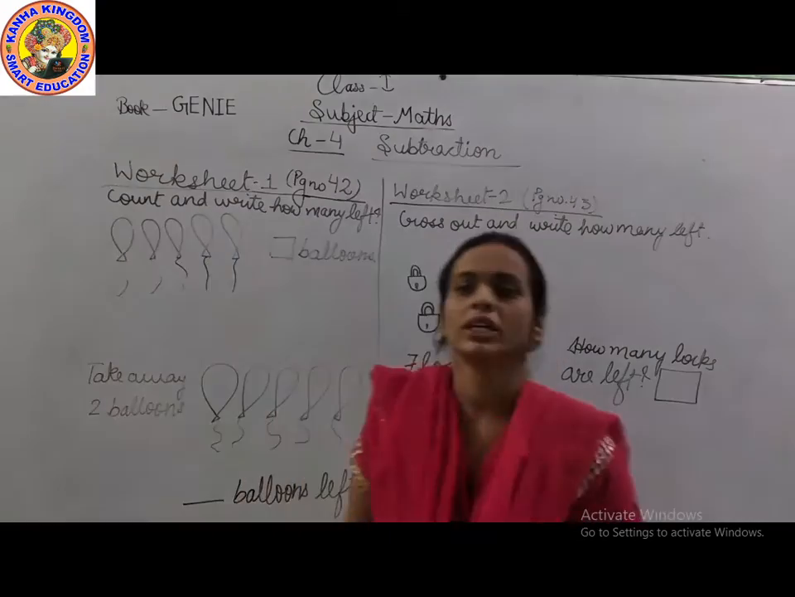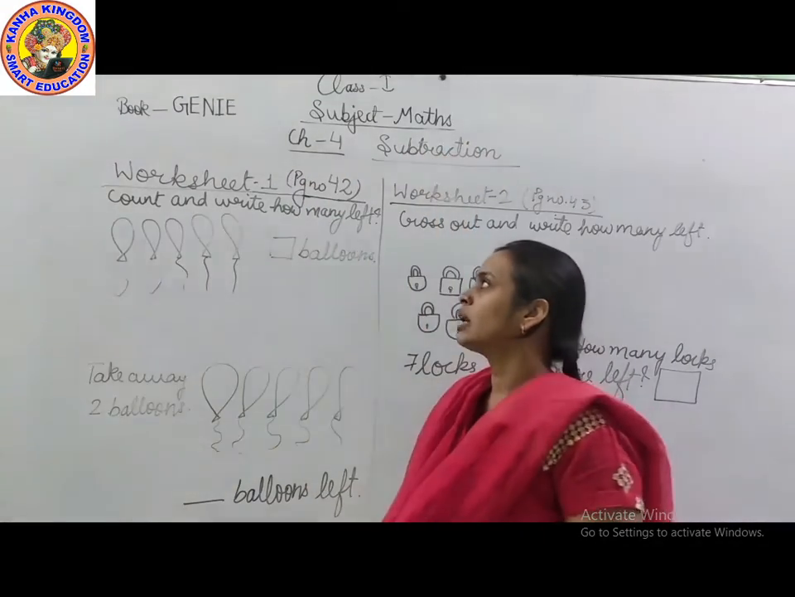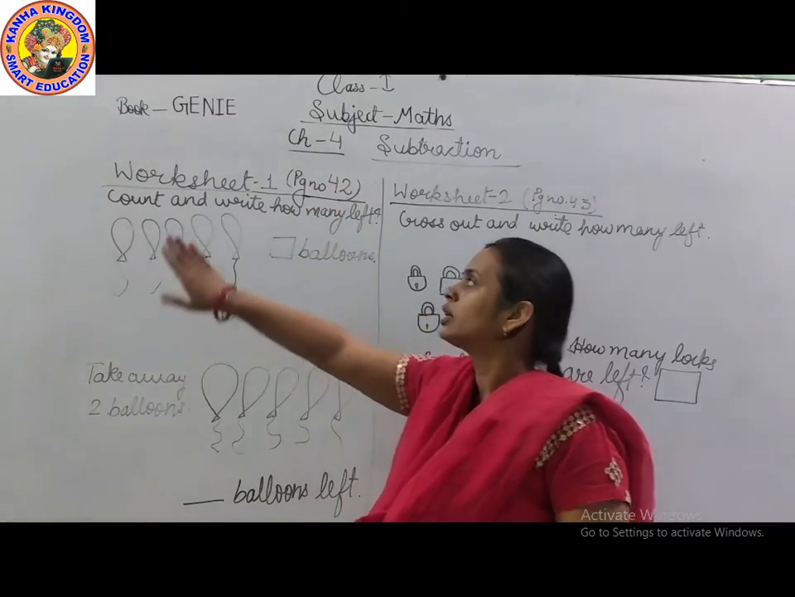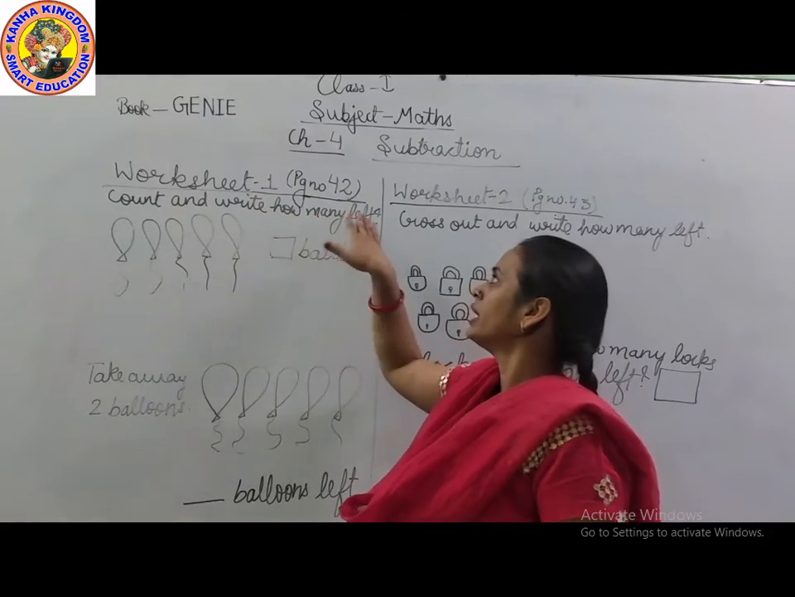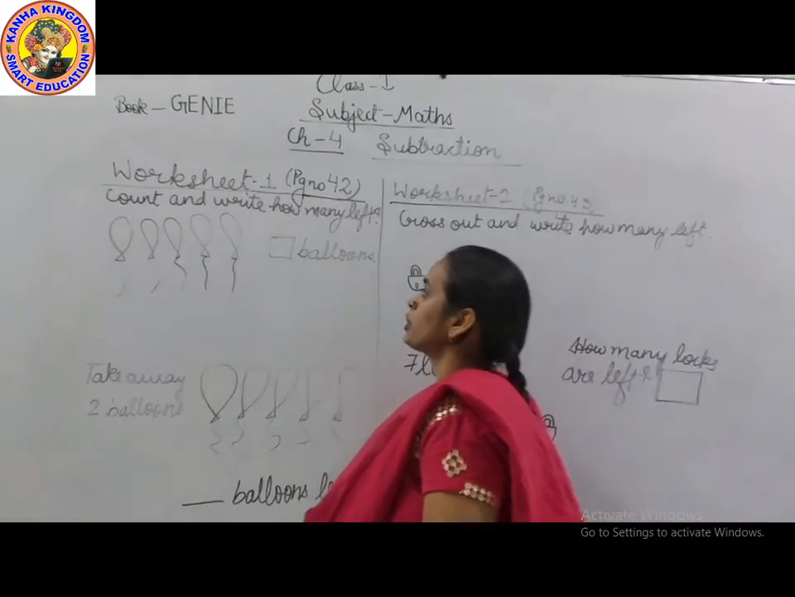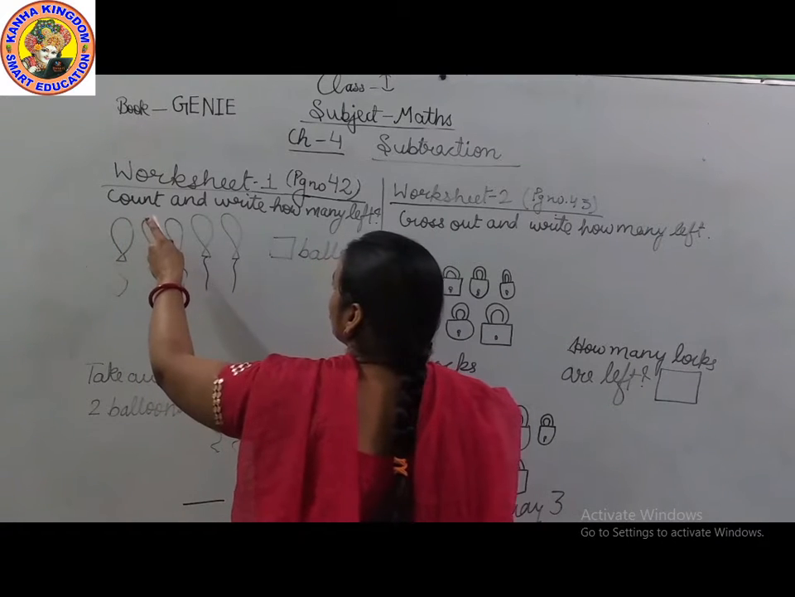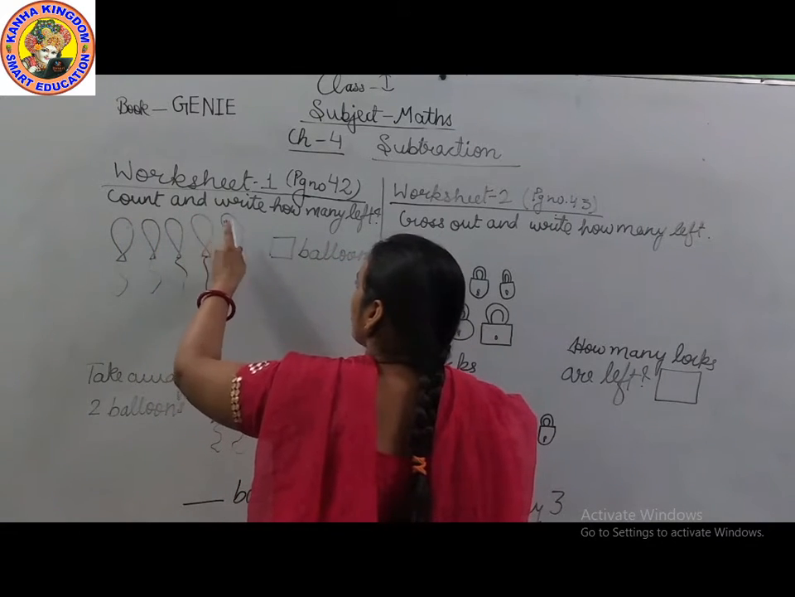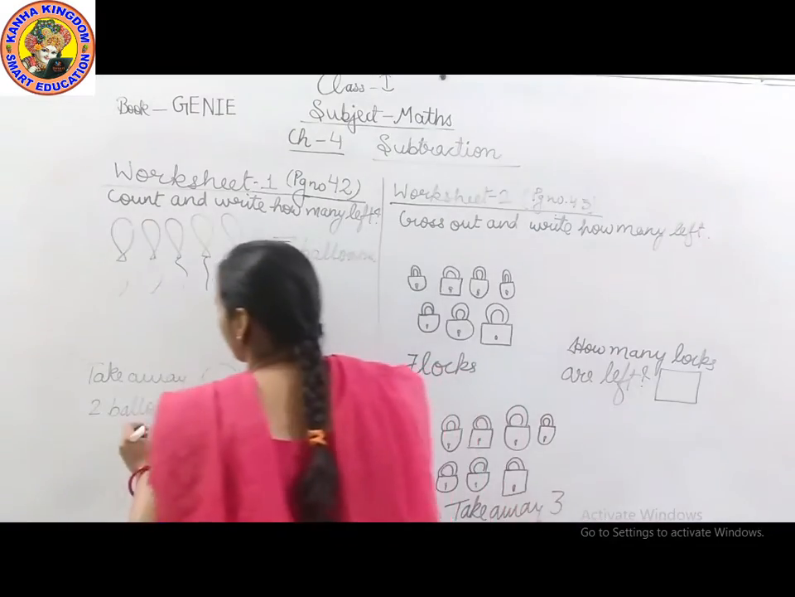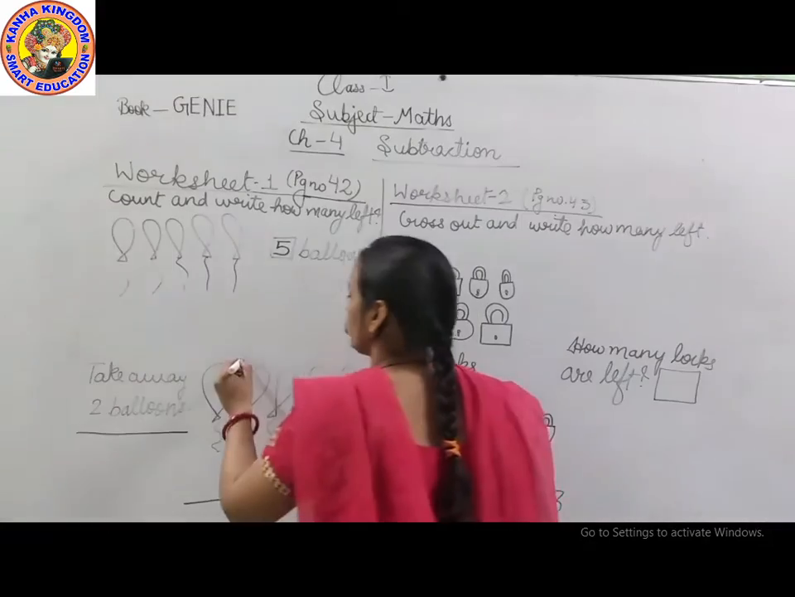Now, after addition, we start a new chapter, chapter 4, subtraction. In chapter 4, worksheet number 1, page number 42, count and write how many left. So, first we count how many balloons are there. 1, 2, 3, 4, 5. 5 balloons. In 5, take away 2 balloons.